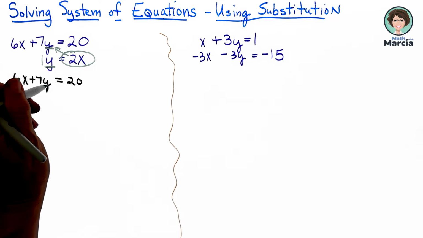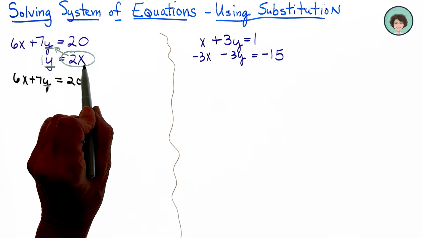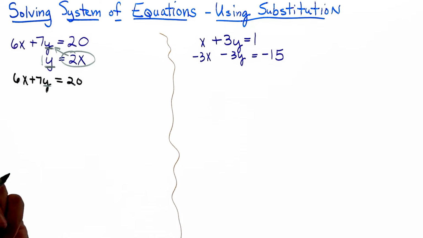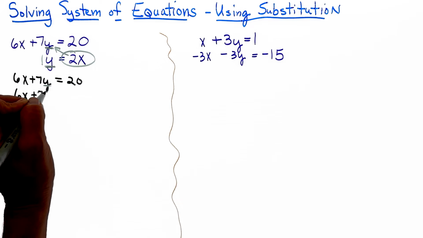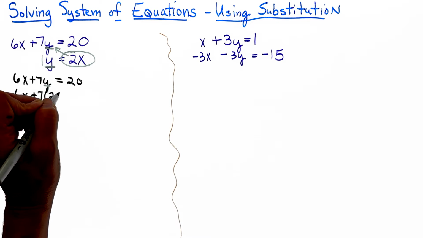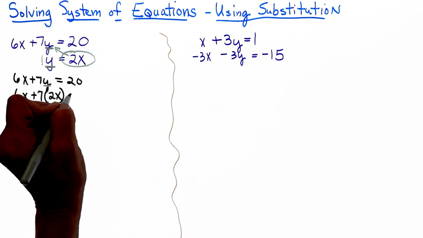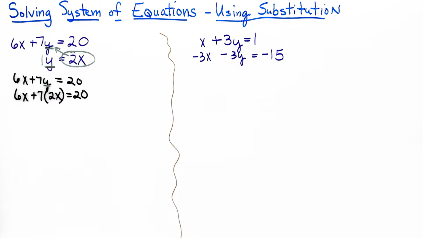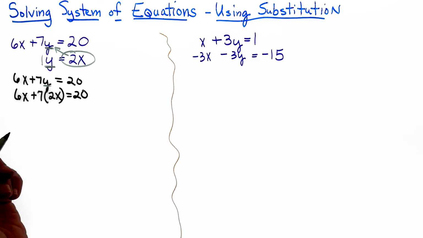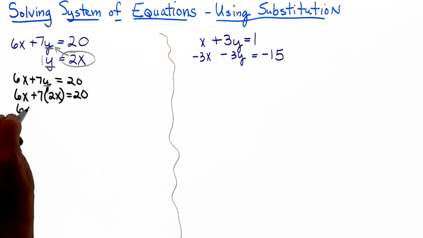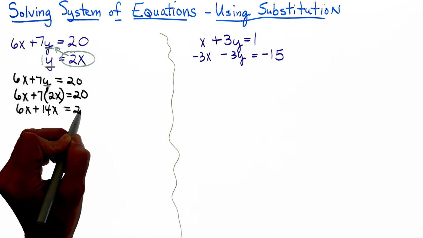I am underlining my y because I know that's where I'm substituting in my 2x right there. So it is going to be 6x plus 7 on the outside of my parentheses. I'm plugging in my 2x. And remember, when it's written beside each other, that means we're going to multiply. That is right now where I stand. Of course, now I need to simplify and solve for x. So 6x plus 7 times 2 is 14x is equal to 20.